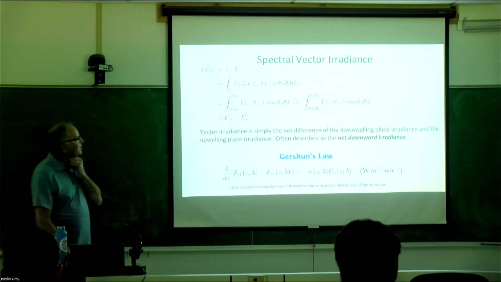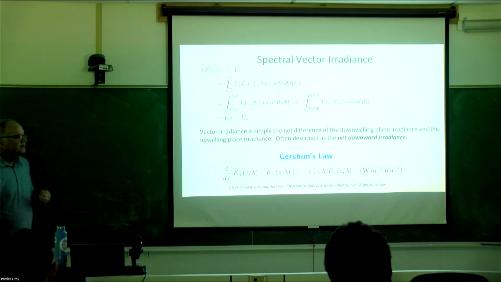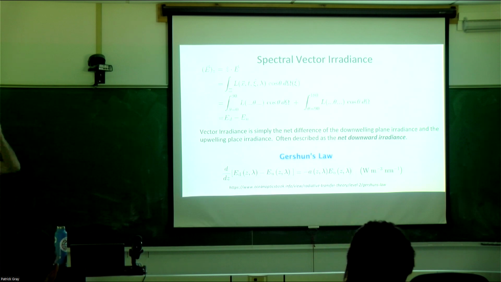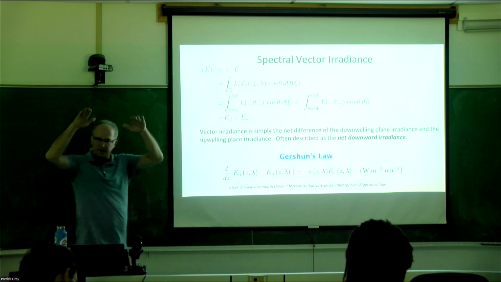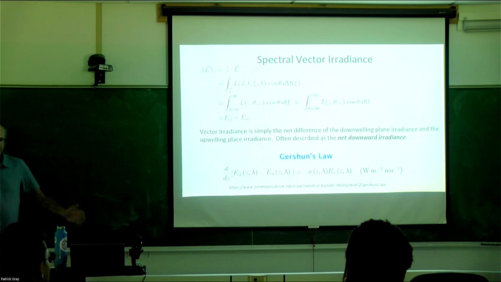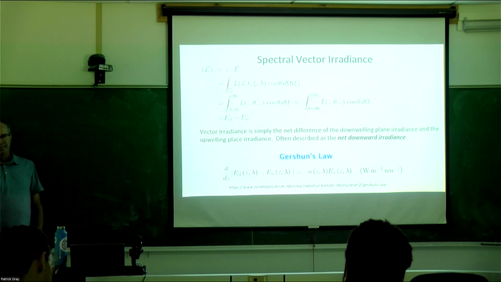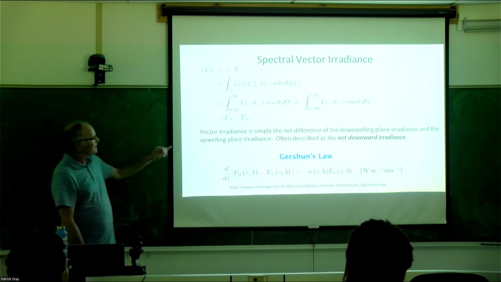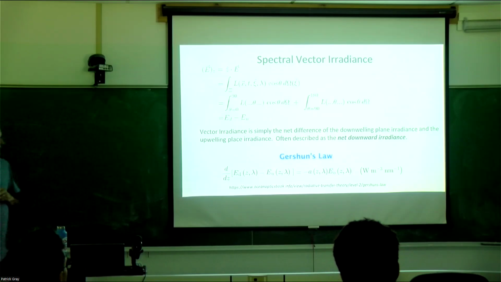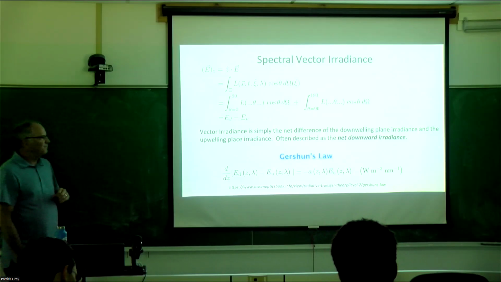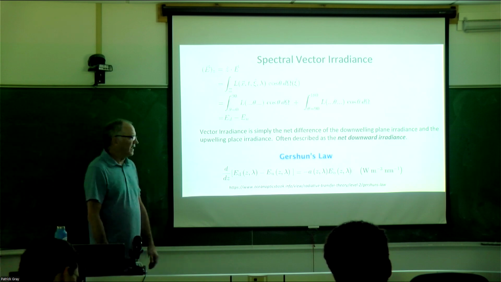Let's move on to spectral vector irradiance. So we just talked about the downwelling irradiance, the light coming down. The upwelling irradiance, Eu, is the irradiance coming up. Vector irradiance is simply the difference between how much light is coming down at one surface and how much light is coming up, the difference between those two planar irradiance measures. It's often also described as the net downward irradiance.